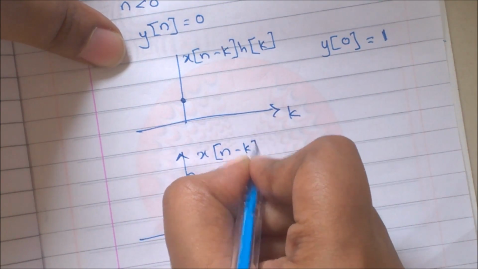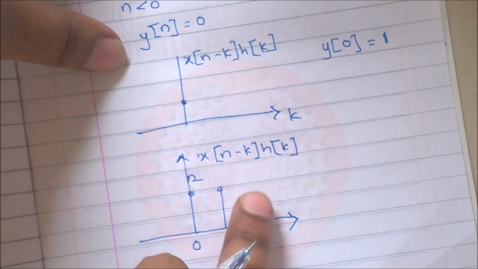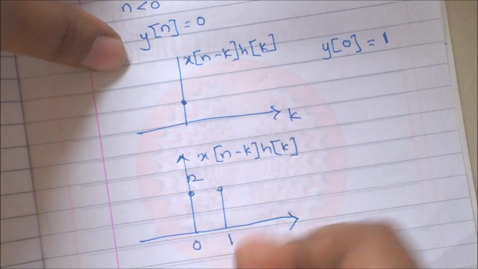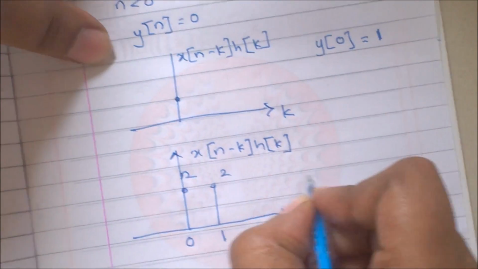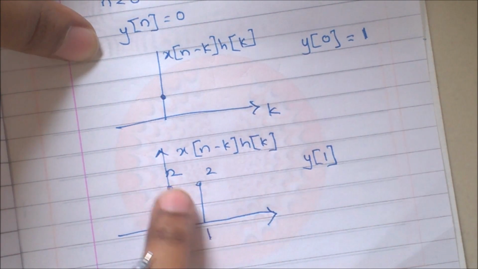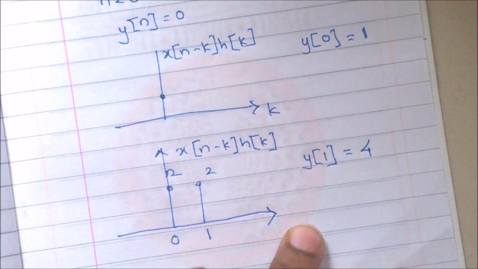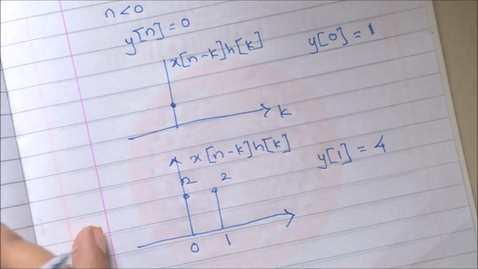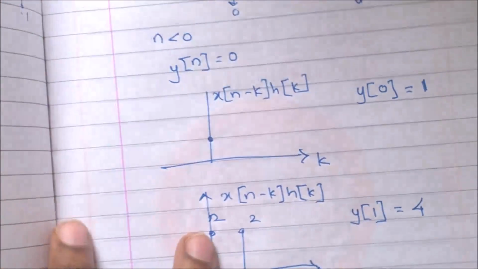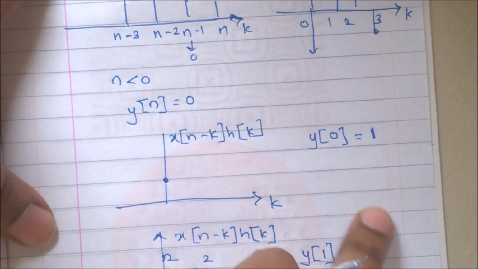X of n minus k into h of k. Here n is 1. So x of 1 minus k into h of k is this value. So what we'll be doing is, to find out the value of y of 1, we'll be carrying out summation, that is 2 plus 2. This is equal to 4. We can observe that these are the same values we are getting as with the previous method, that is array method or sum by column or any other discrete convolution methods. Similarly, you can perform the other operations by just sliding it through until you get the value as 0 again.